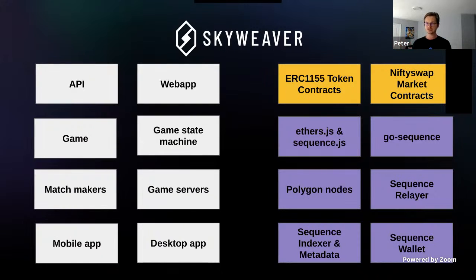On the right-hand side, these are properties that relate to the blockchain components integrated into Skyweaver. Of course we have the 1155 token contract, how you actually represent your goods on chain. We have the marketplace, which is important. Because we're built on Ethereum, we have ETHJS and Sequence.js for how we interface with Ethereum compatible networks. We have Go Sequence, because we like to write our servers in Go, so we like to have the client library to communicate in Go. We are in fact deployed on the Polygon network, which is really cool because it's an Ethereum compatible network.